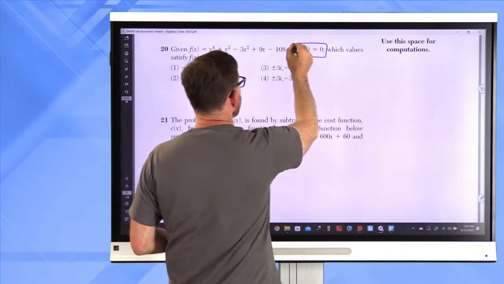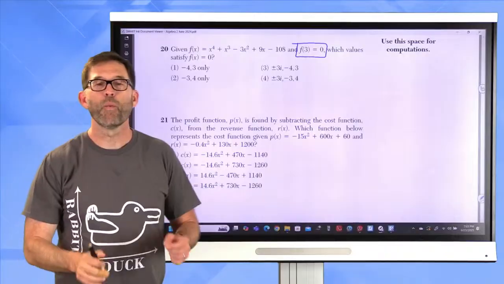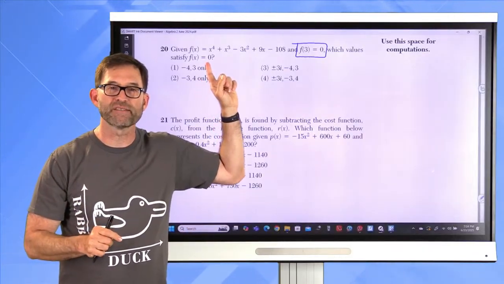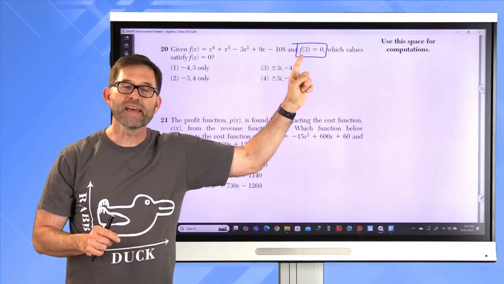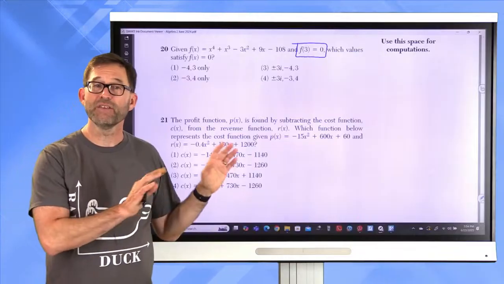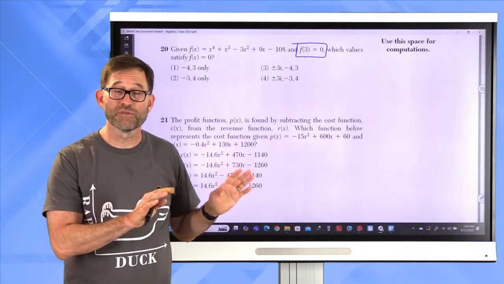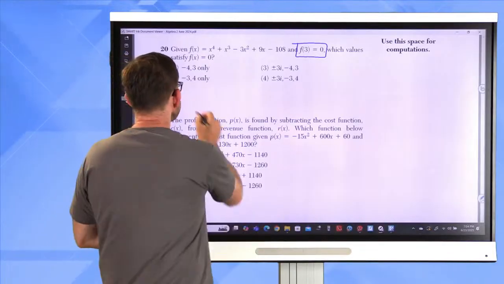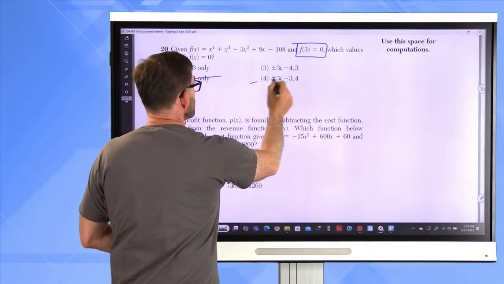All right, one thing I can tell you for certain is that as soon as you see f of 3 equals 0, then one of the values that must satisfy the equation f of x equals 0 is x equals 3. So if there's any choices up here that don't include x equals 3, you can't pick them. All right, so this one's out and this one's out.